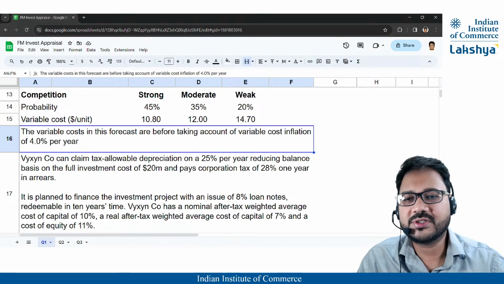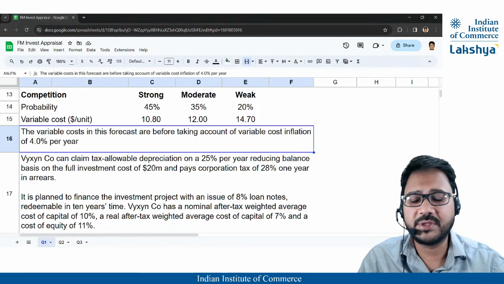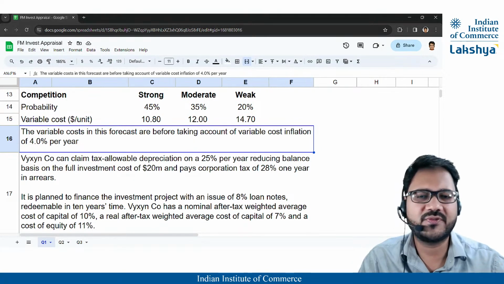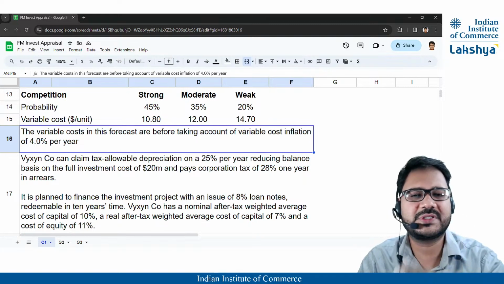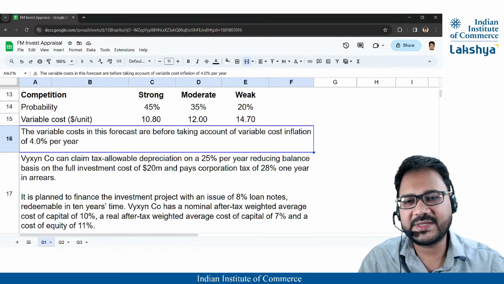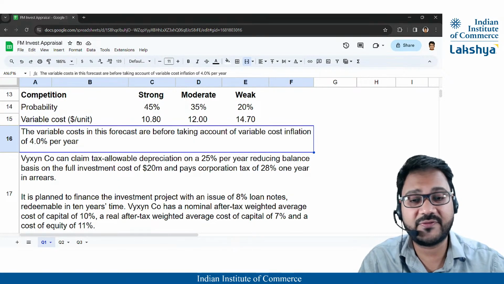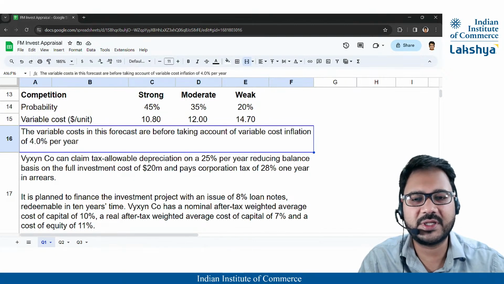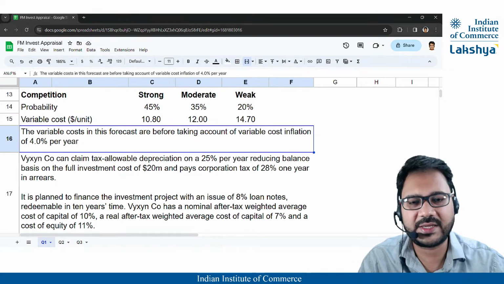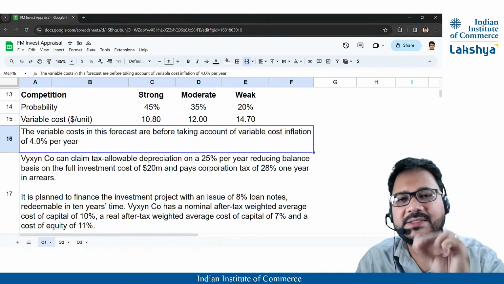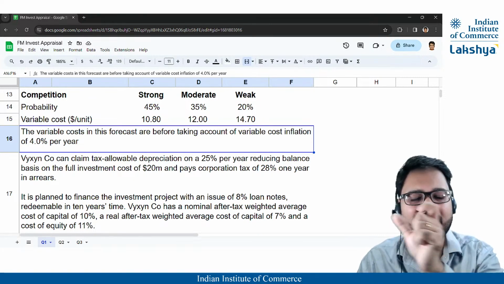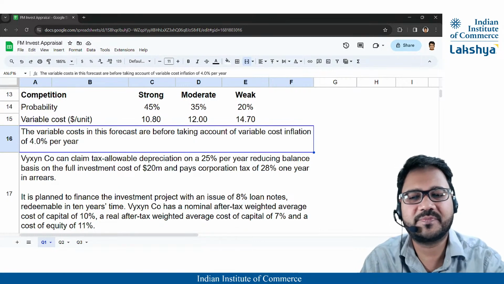The variable costs in this forecast are being taken before taking account of variable cost inflation of 4% per year. So once you find the variable cost, you need to inflate it by 4% every year. Vixen can claim tax allowable depreciation of 25% per year, reducing balance basis, on the full investment amount of 20 million, and pays corporate tax of 28%, 1 year in arrear. Keep in mind taxes are paid 1 year in arrear, which means there will be a 1 year delay or lag in the taxes that you pay.